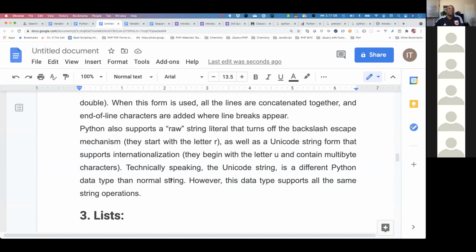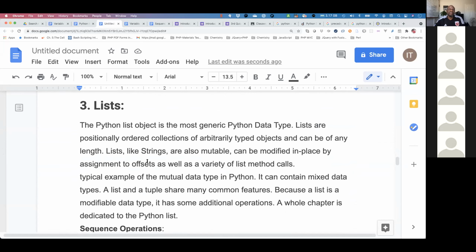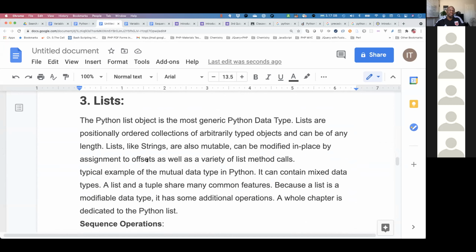Okay. So we have the lists. Python list is the most generic. If you have already done any other programming language, lists behave in Python almost just like arrays would in other languages. That does not mean that Python does not have arrays. Python has an array, but it's not built in. You have to import it from a library, you have to bring it in. But lists are built in.